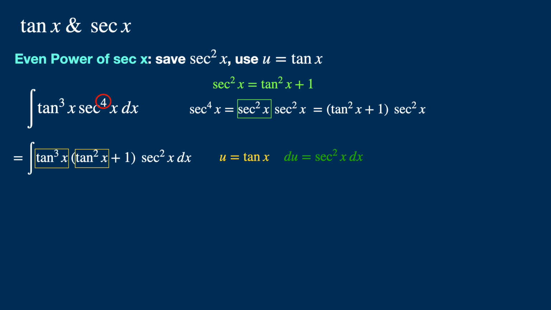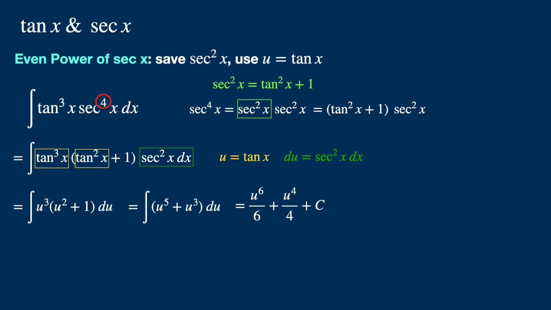Let's replace everything. So the integral of u cubed times u squared plus 1 du. Distribute u cubed, that's going to be u to the fifth power plus u cubed du. That's a simple polynomial function. You can find the antiderivative. That's going to be u to the sixth power over 6 plus u to the fourth power over 4 plus c.